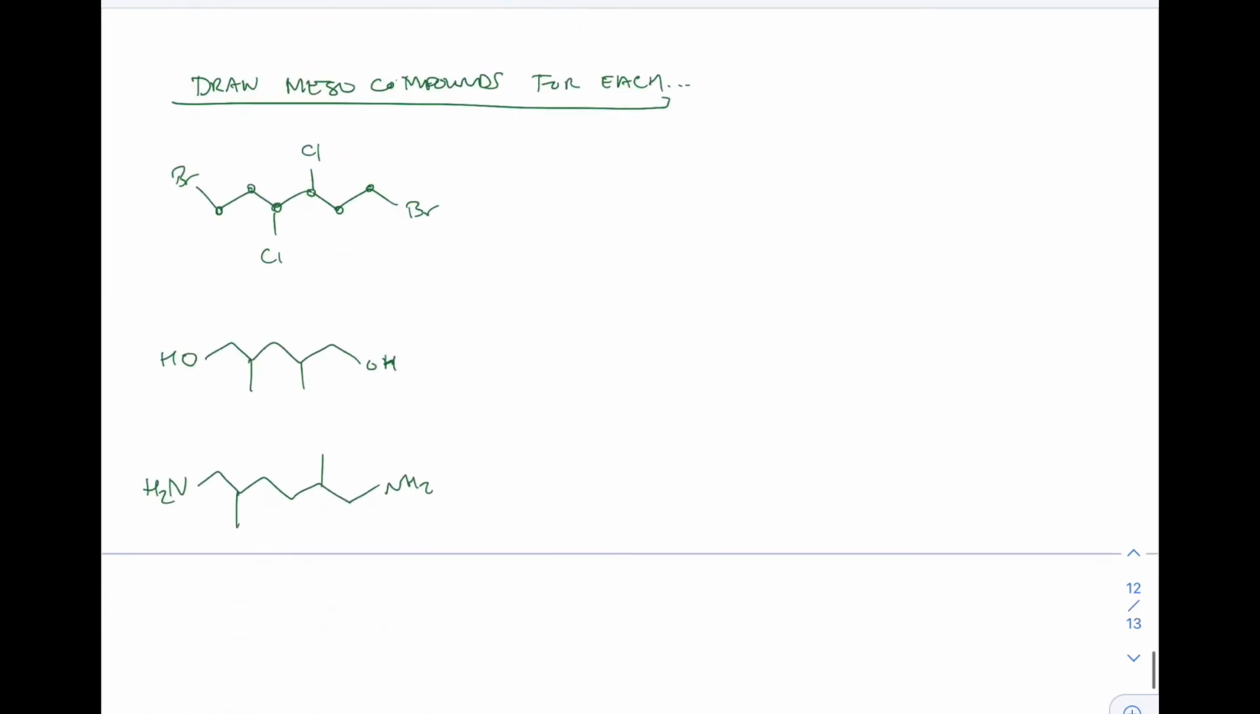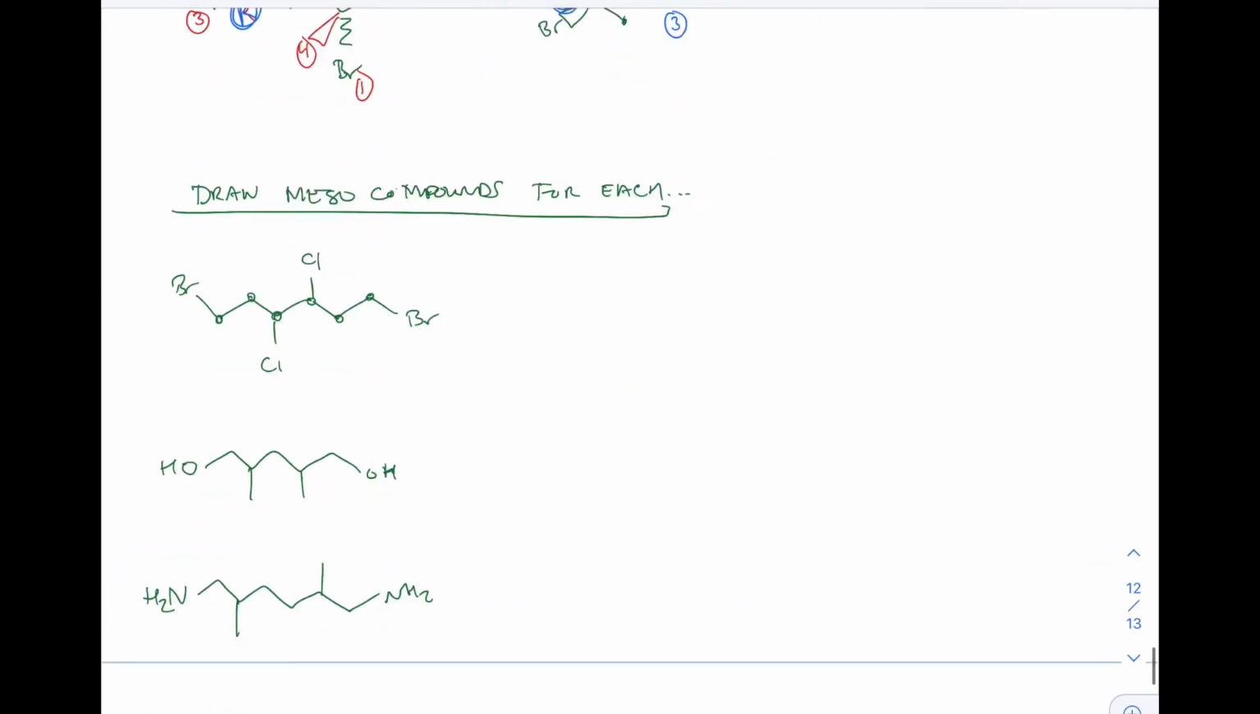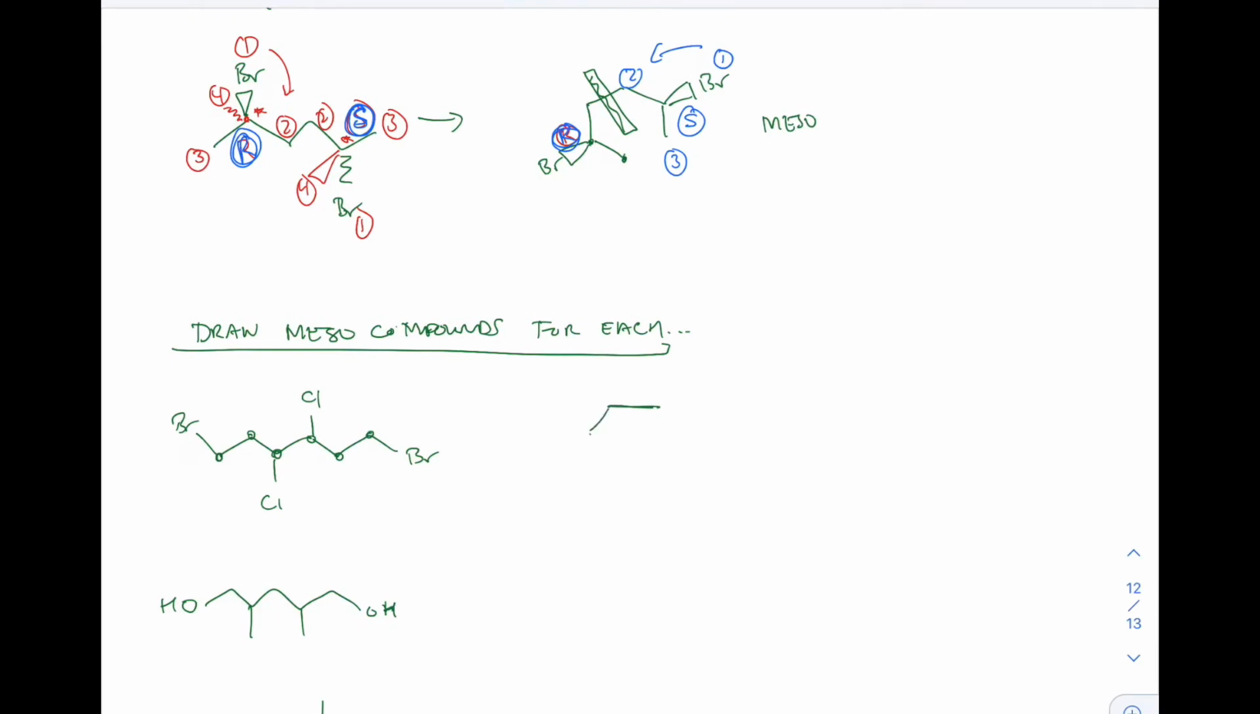So remember, like last time, count the number of carbons and make the ring. This time I want to make the ring kind of pointed upright like this so that it's more aesthetically pleasing. Put the bromines on the end, and then we have 1, 2, 3, 4.